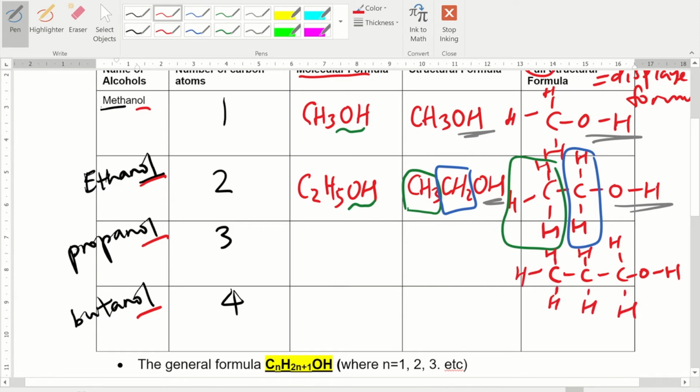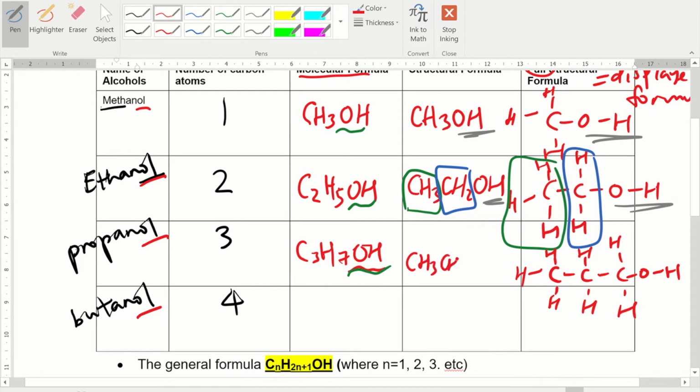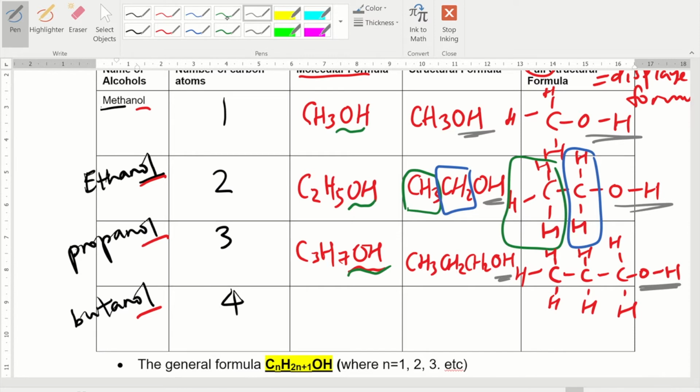Okay, so the molecular formula will be C3H7OH. Okay, and my functional group is here. So my structural formula will be CH3, CH2, CH2OH. So the functional group is my OH.